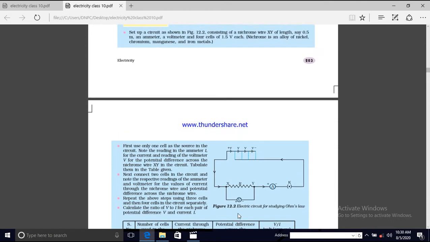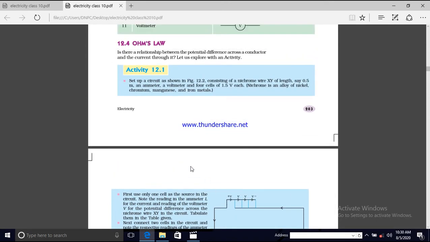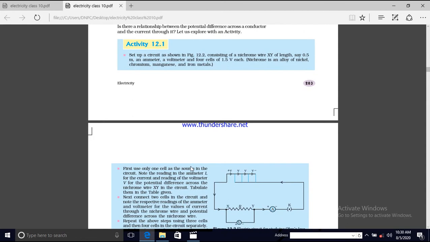How is it used? This circuit is used for verifying Ohm's law, or in order to find the relationship between potential difference and the current flowing in the conductor. We are using this electric circuit to find this relationship. In these activities, what are the components that we normally use?